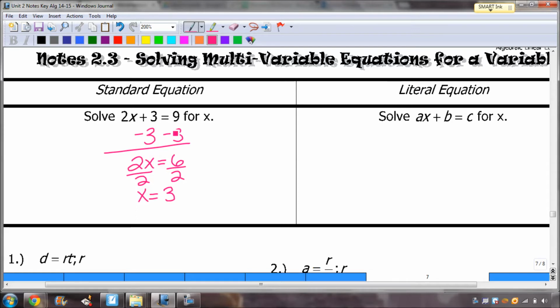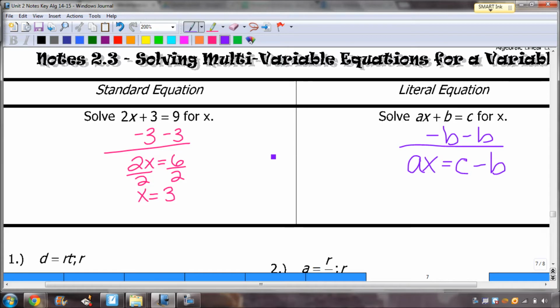So, right here, do you guys see how we got rid of the 3 by subtracting 3 from both sides, okay? Here, we're going to do the same thing. We're going to get rid of the b. So to get rid of the b, I'm going to subtract b from both sides. Now, the difference between this equation and this equation is that 9 and negative 3 were like terms, so we could combine them and say it's 6. Here, c and b are not like terms, so we can't combine them. So the result in this step would be c minus b.